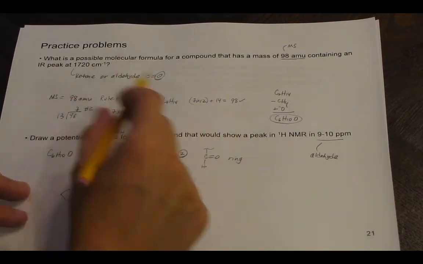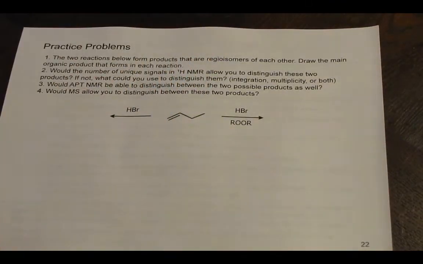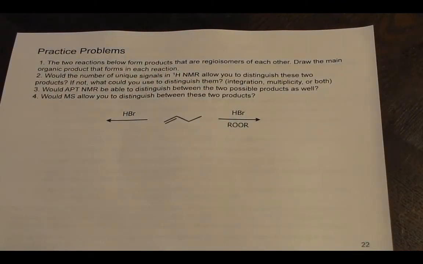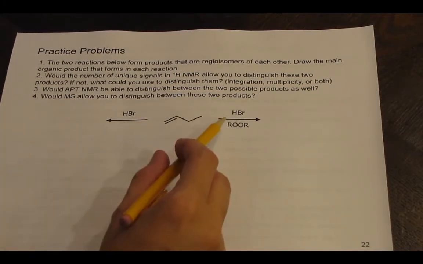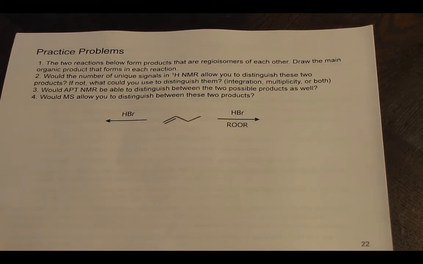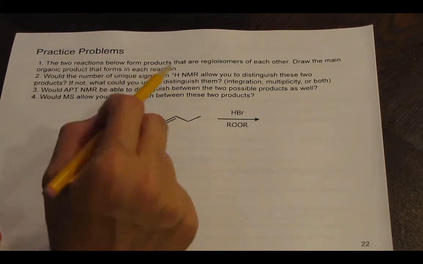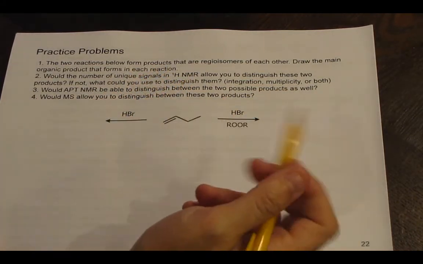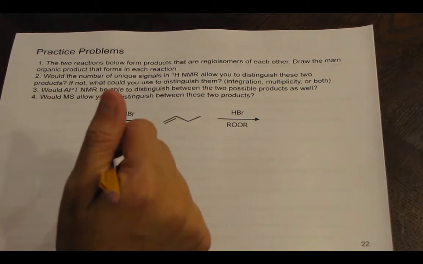And so you're using what you know about each of those techniques. In the second example, we had learned in Chapter 8 that you can react an alkene with HBr or HBr and peroxides, and you get a different product under each condition. And so it says that reactions below form products that are regioisomers of each other. And so draw the main product that occurs each time.